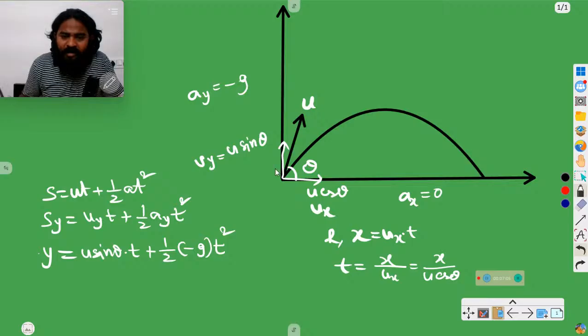Now for example, after some time the particle is here, so what is the value of this particle on the y-axis? This y value you will get by using this equation, right? To solve many problems you can also use this relation.